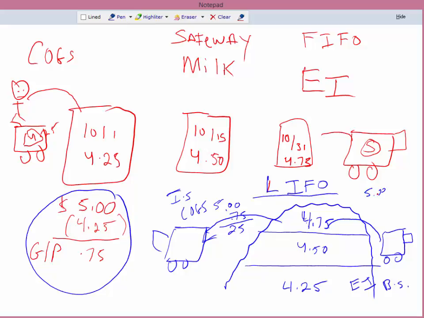$5 we're selling those rocks for, minus what? Minus the 475. We're showing you a gross profit of 25 cents per whatever, for the rocks. And that 25 cents is probably a better look at my gross profit because when I finally have to replace those rocks, I'm going to have to replace them at 475, right? So LIFO is better on the income statement and it's worse on the balance sheet, right?